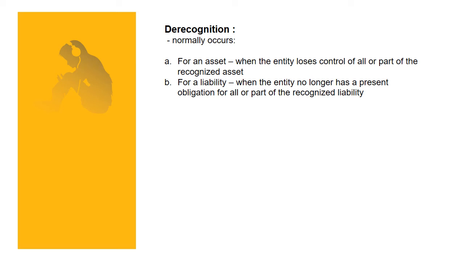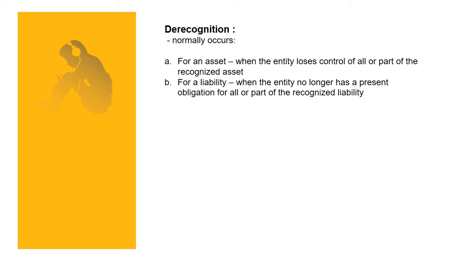Letter B, for a liability, the derecognition normally occurs when the entity no longer has a present obligation for all or part of the recognized liability. Kailan ba mawawala yung present obligation natin? Pag na-settle na natin si liability. So, once nabayaran na yung liability, kailangan i-derecognize na siya sa statement of financial position.